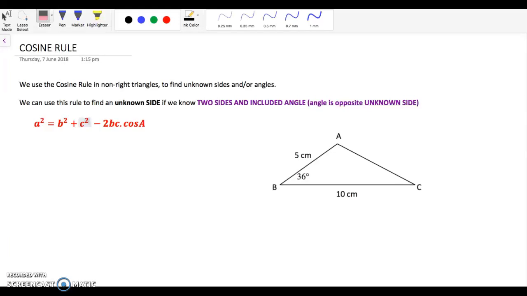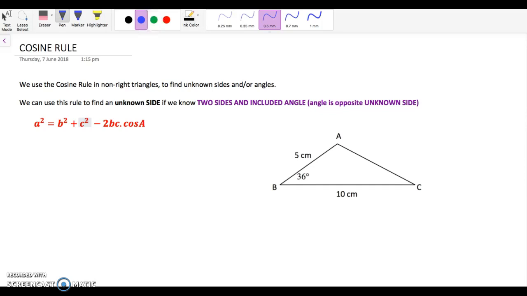In this video, we're going to look at using the cosine rule. So just like the sine rule, the cosine rule helps us find an unknown side or angle inside a non-right triangle. We have to have a few bits of information for us to be able to actually use the cosine rule. So here's our first example.